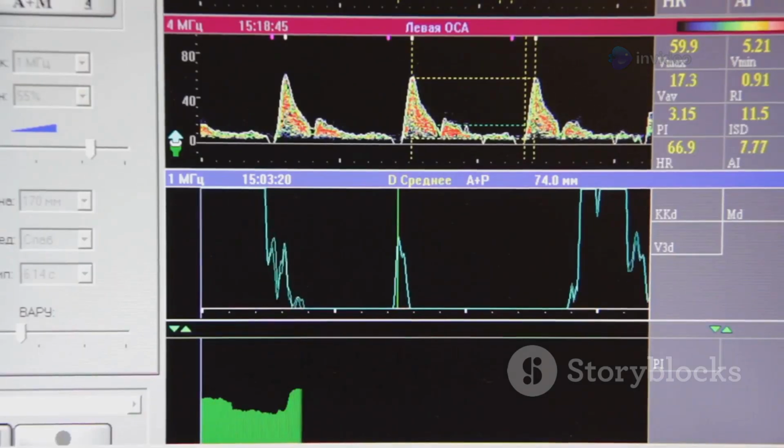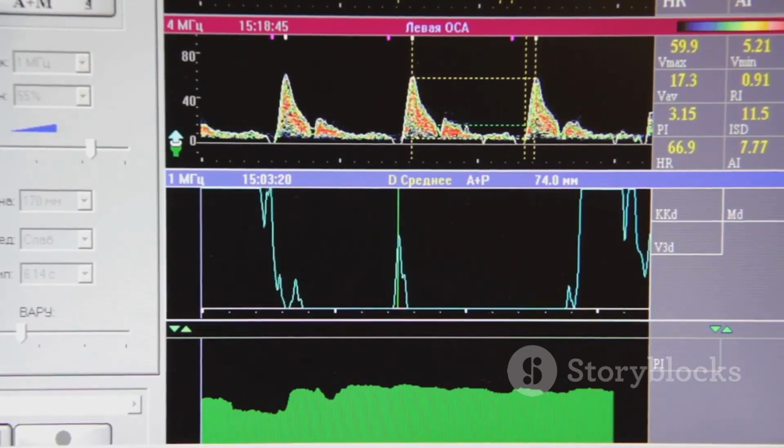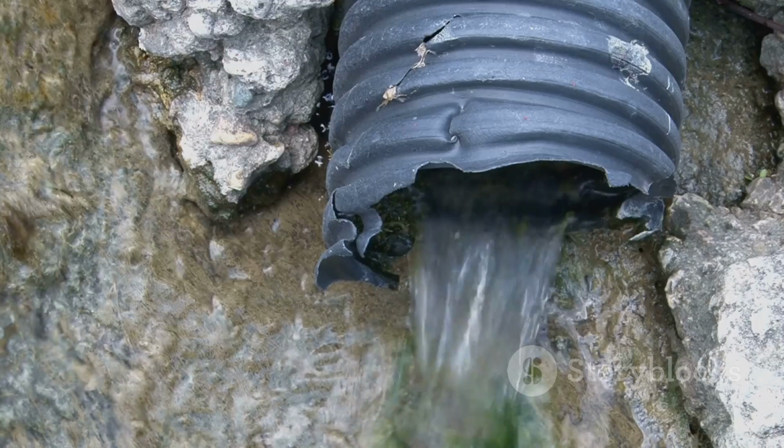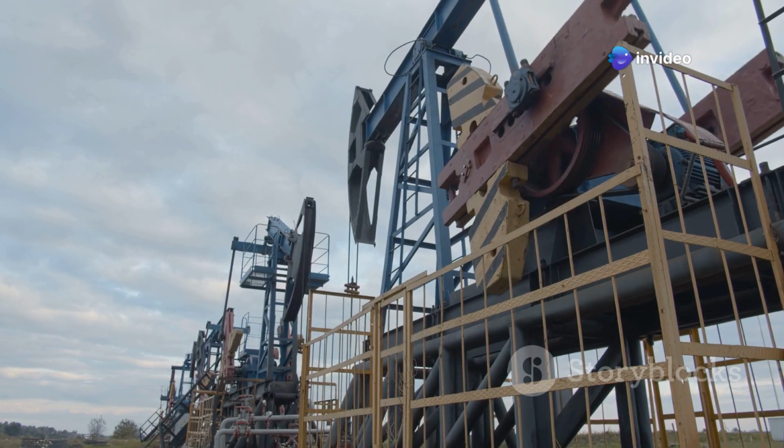Another electrical log, the spontaneous potential (SP) log, helps identify permeable rock layers. These are zones where fluids can flow more easily. Such zones are often good candidates for reservoirs.